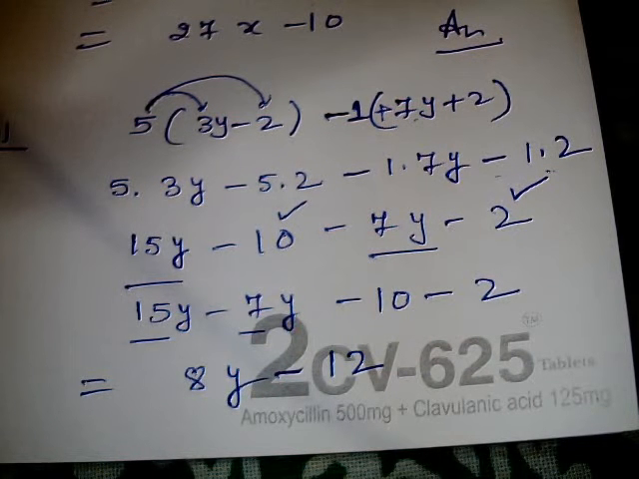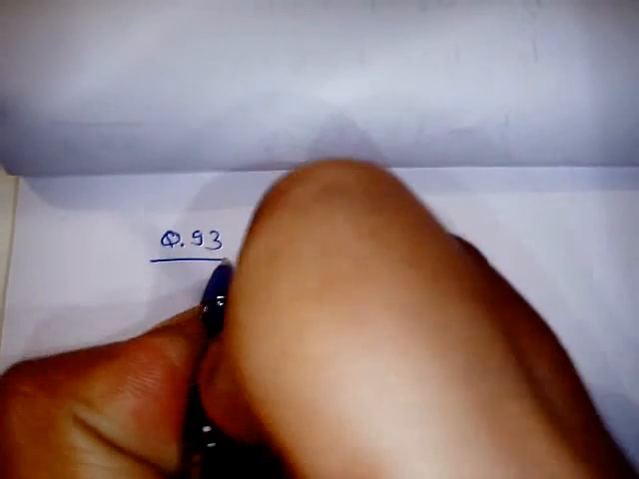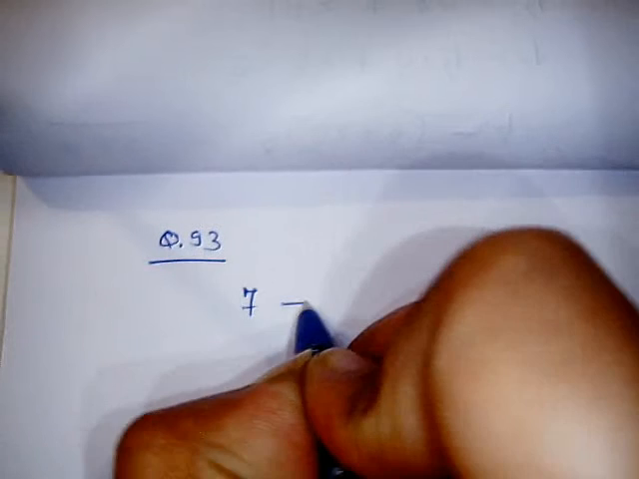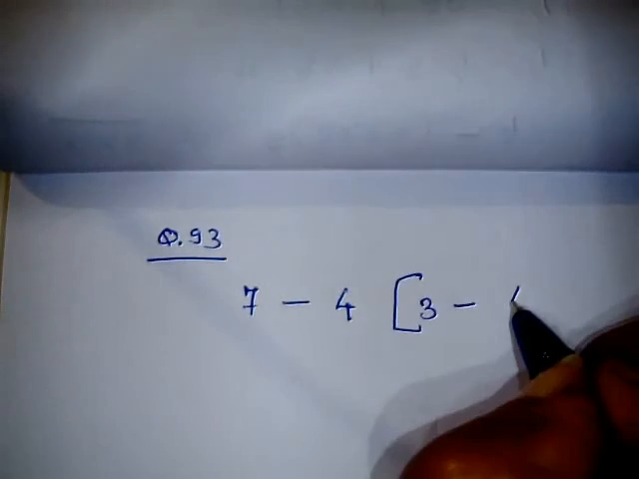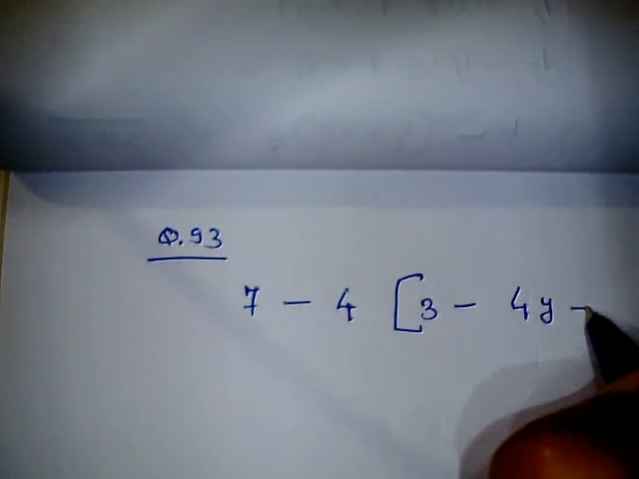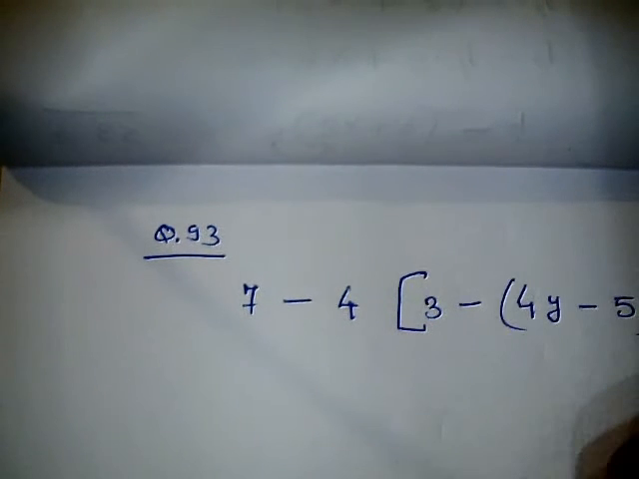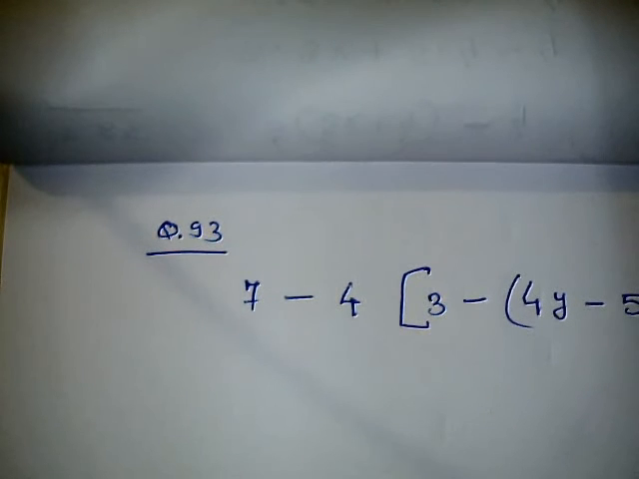I am going to solve one more question, and that question is question number 93. Okay, question number 93. First let me write 7 minus 4 times (3 minus (4y minus 5)). So here we go. Okay, this is your question. Can you see the question? Okay, now it's a full question, you can see.